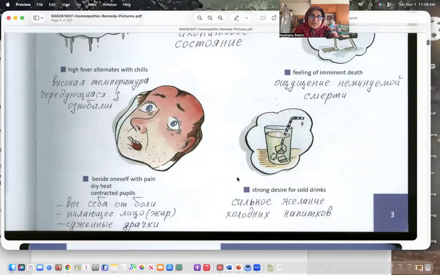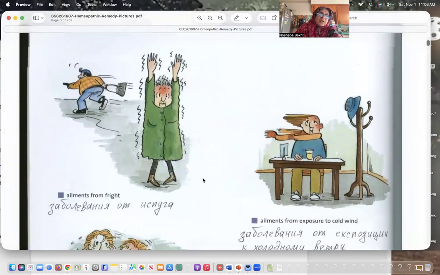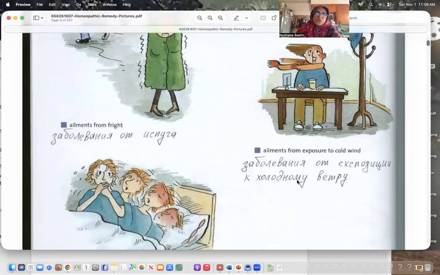Phosphorus, yes. But phosphorus will not be this acute. We're talking about a red face and contracted pupils. How is it different from belladonna? In belladonna the pupils are dilated, because belladonna is Atropa belladonna, atropine. They are extremely fearful. The ailments come from acute cold.